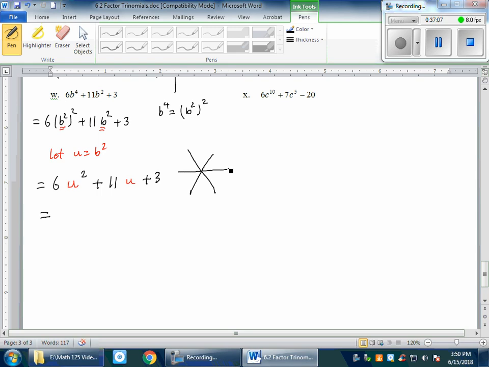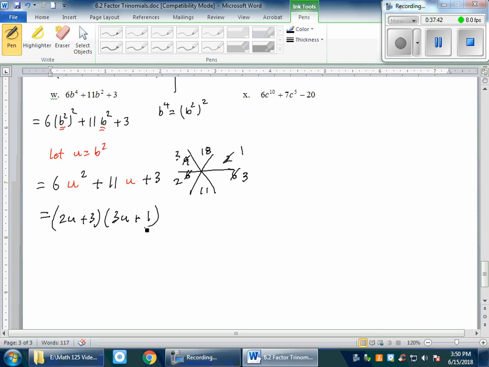6 times 3, a times c, right? 6 times 3 is 18, and we want to get 11. So two numbers multiplied to be 18 and added up to be 11 must be 9 and 2. And then we divide by a, which is 6. Reducing it, 3 goes into 9 3 times, 3 goes into 6 2 times, 2 goes into 2 1 time, 2 goes into 6 3 times. So my factors will be 2u plus 3 and then 3u plus 1.